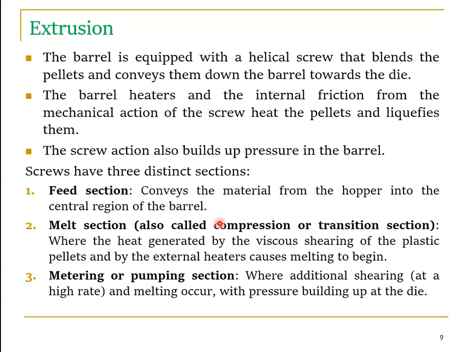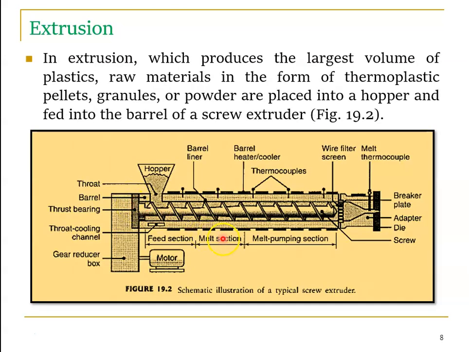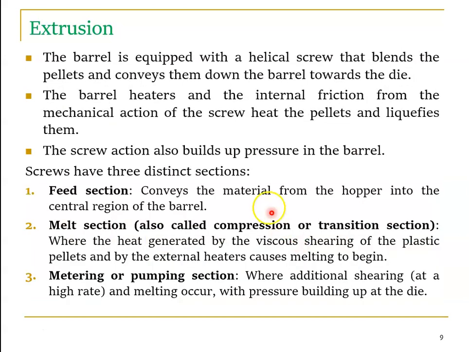The screw has three distinct sections: feed, melt, and metering. The melt and pumping section we call the metering section. The feed section conveys the material from the hopper into the central region of the barrel. It acts as a passage, so the input material reaches the central part of the barrel via the feed section.